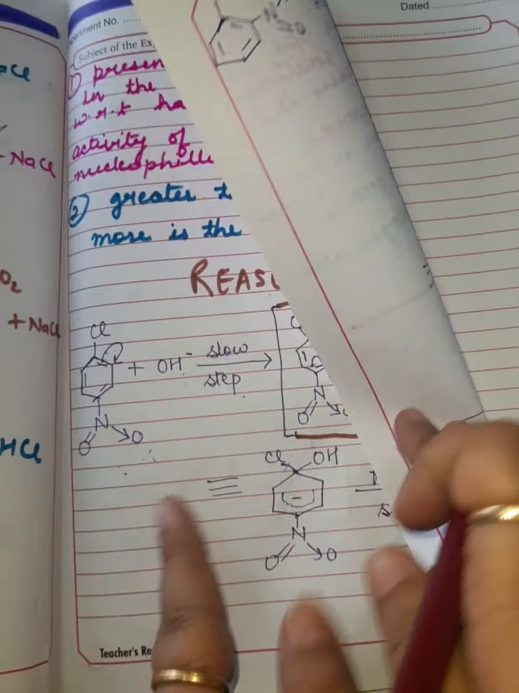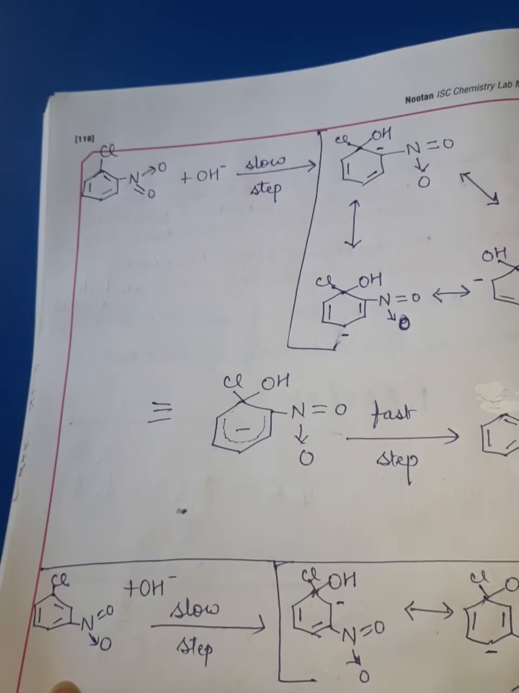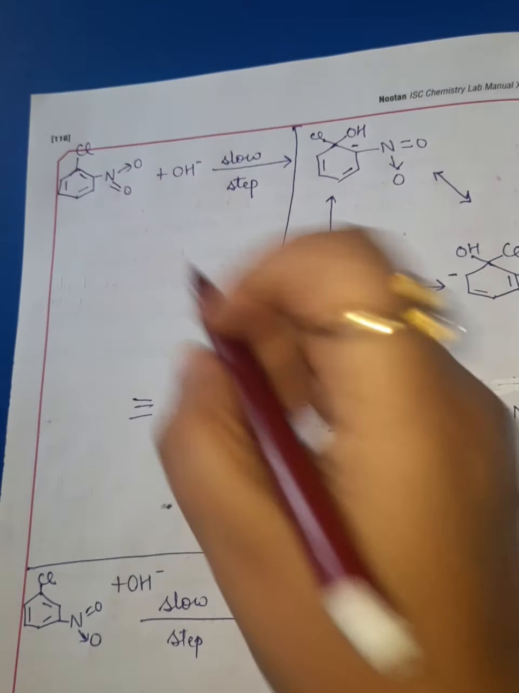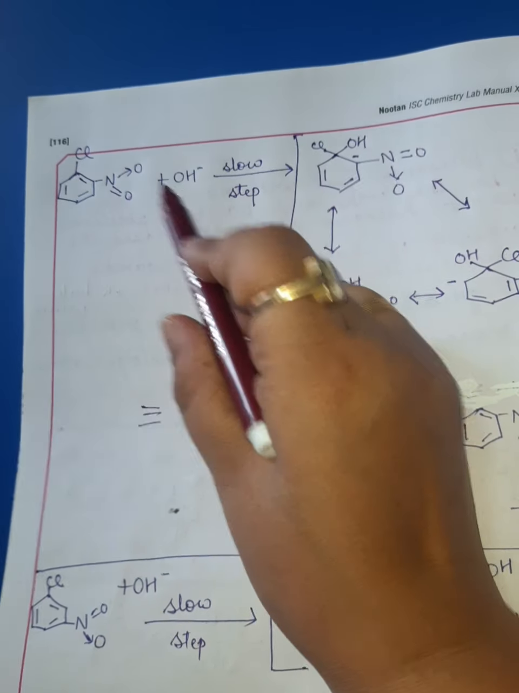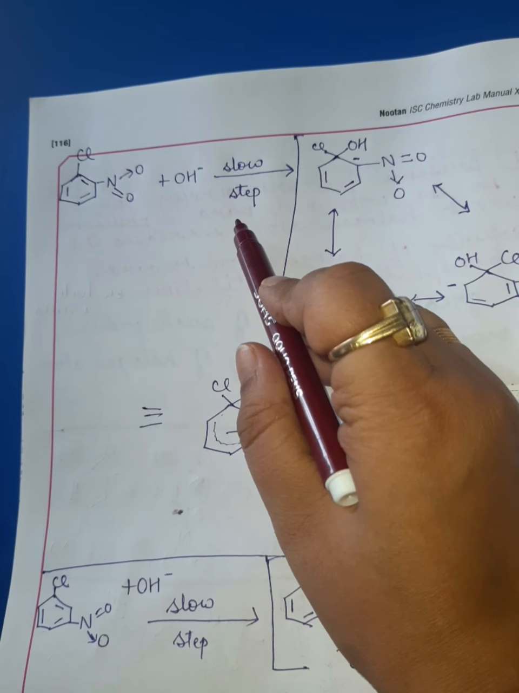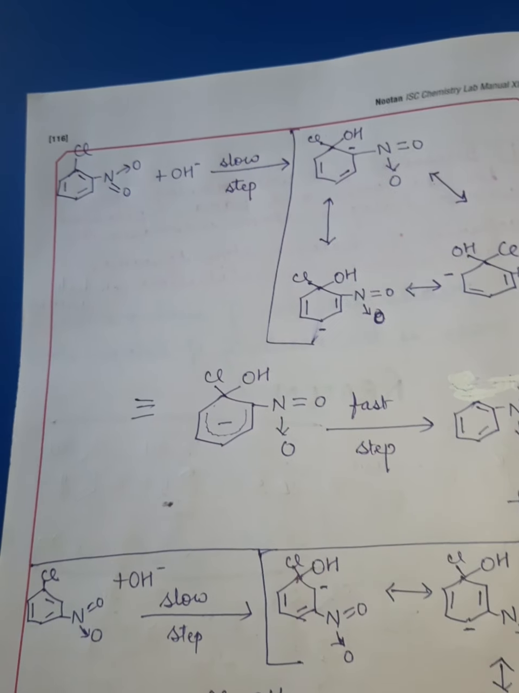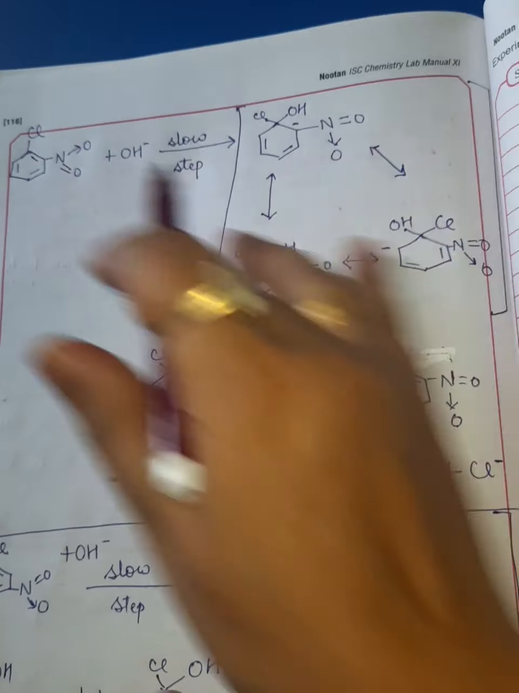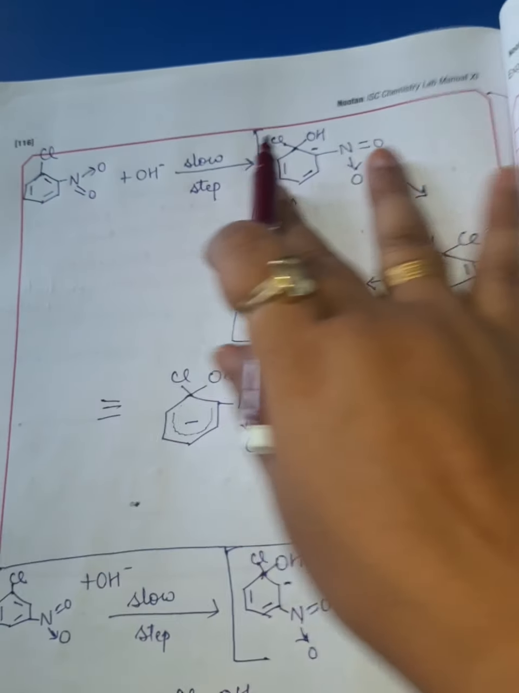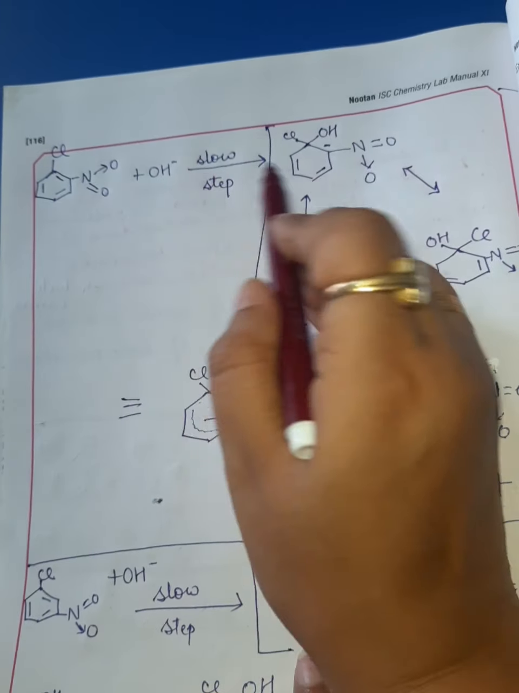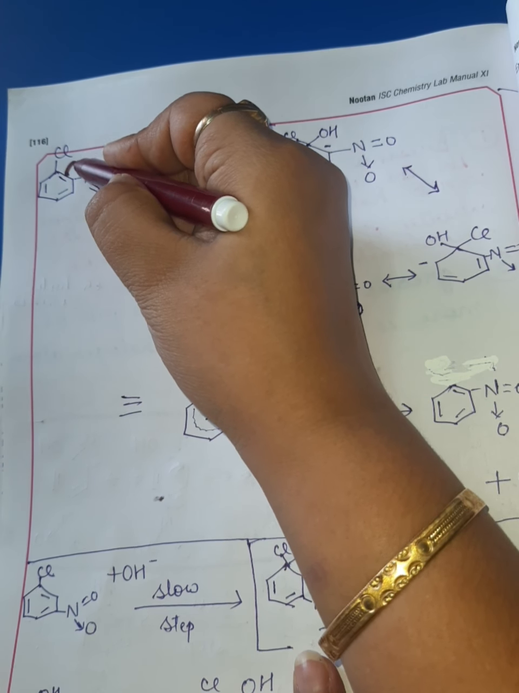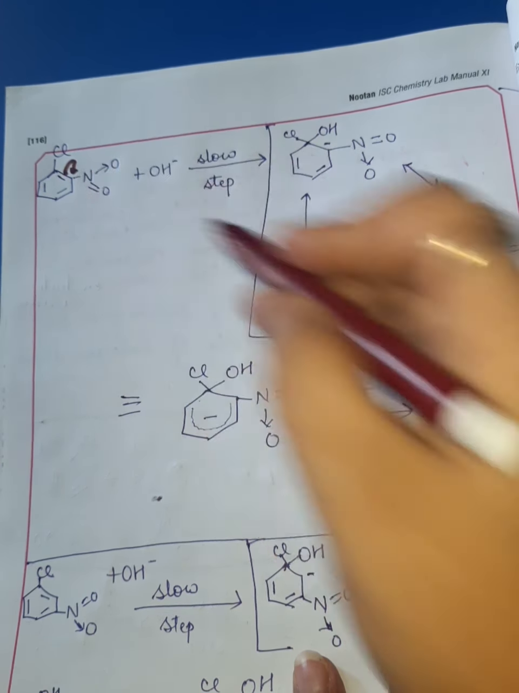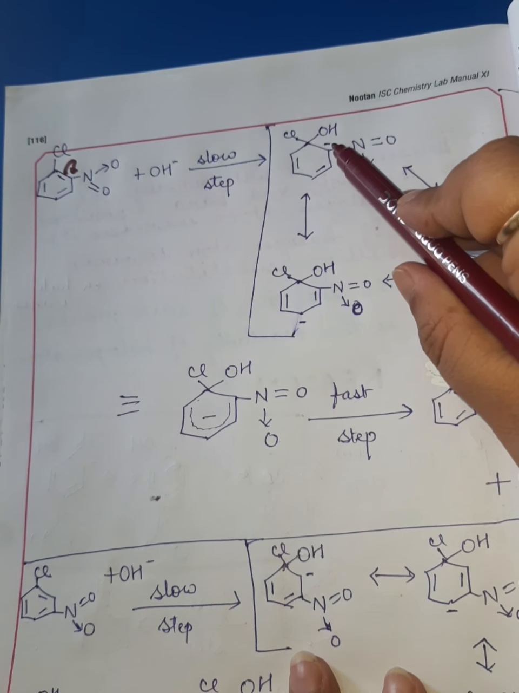Now let's have a look at the mechanism of nucleophilic substitution reaction of ortho-nitrochlorobenzene. The attack of OH minus, as you have understood, is a slow step. After the attack, definitely the carbanion will be formed. How the carbanion is formed, you are understanding. Delocalization of this bond is taking place. Pi electron delocalization is taking place. So this carbanion is formed.